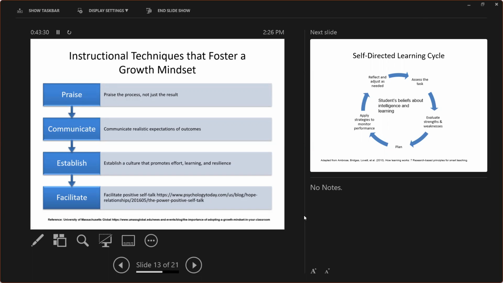And now just to have a point of discussion in terms of the instructional techniques that might foster a growth mindset. Could you share something that you might do in your classes to foster a growth mindset? Does anybody have any examples of what they do to try to encourage students to believe that they can be successful, to continue through those challenges? Okay, so let's see. Somebody has their hand up. Let's see.